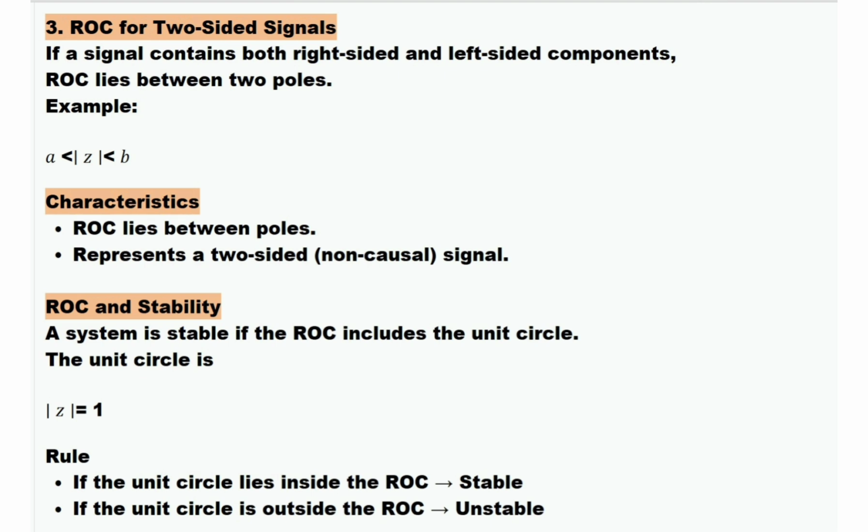Yes, now coming to the third one, ROC for two-sided signals. If there is a two-sided signal, what should you do? If a signal contains both right-sided and left-sided components, the ROC lies between the two poles. You should take the ROC between the two poles. For example, a < |z| < b. Like this you should take. Now coming to the characteristic of this: ROC lies between poles.